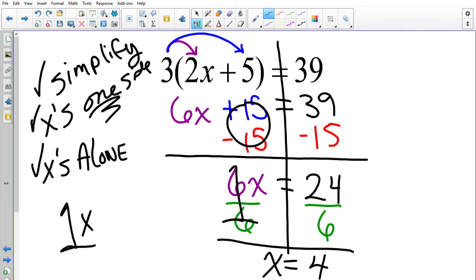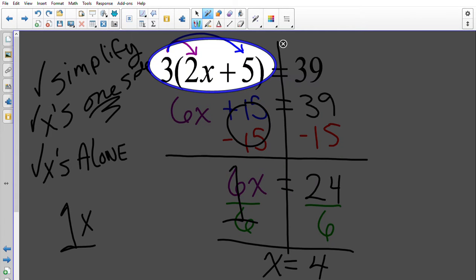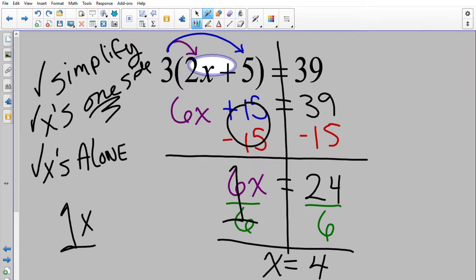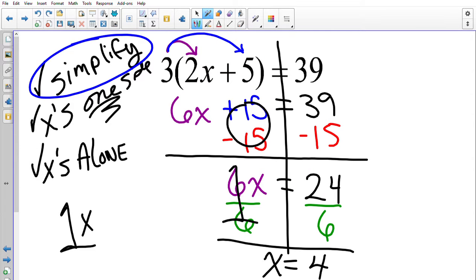Now this is our first problem. It's something new that we haven't really done yet. Notice that the only thing that's changed from last week is that we're working with distribution. So as we are moving forward, make sure that we are recognizing that distribution has to happen. This 3 parentheses 2x plus 5, you have to distribute first, and then the other thing that we're really focusing on is this piece. We need to make sure that we are simplifying. Simplifying has to happen prior to solving, at least where we are right now. So that was problem number 1.